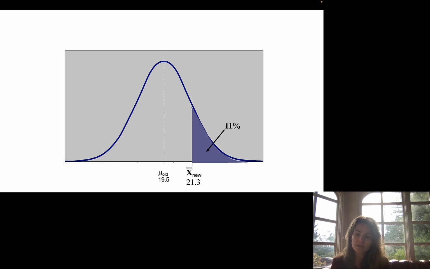So we're going to go ahead and fill it in. We put our new average in here, x bar is 21.3. We use our normal distribution, and we see that there's roughly an 11% chance that the new average isn't really any different than our old average, right, using our normal distribution.